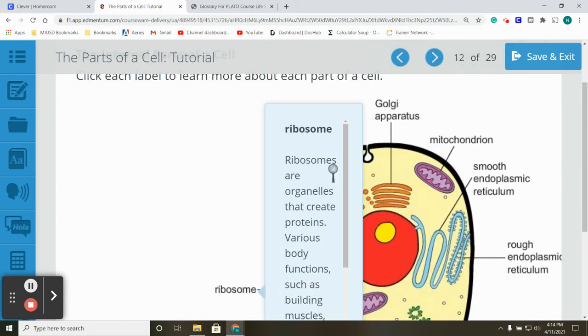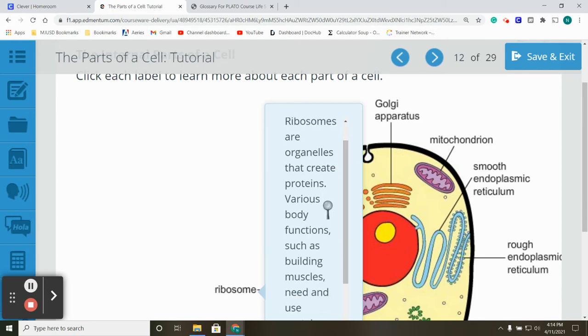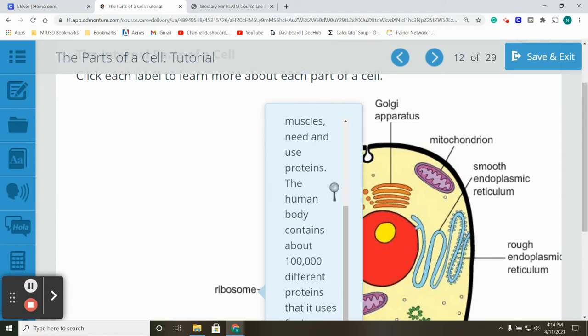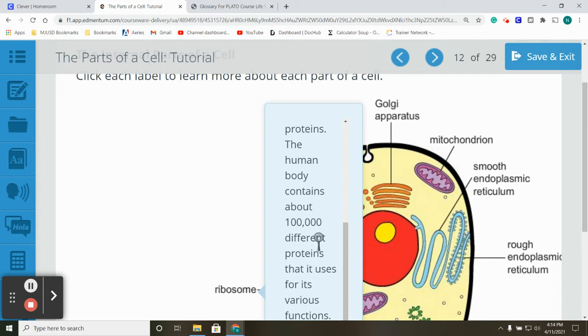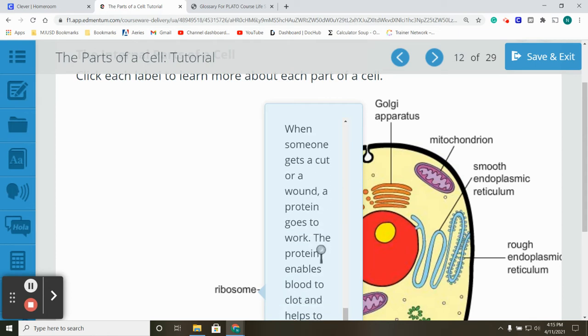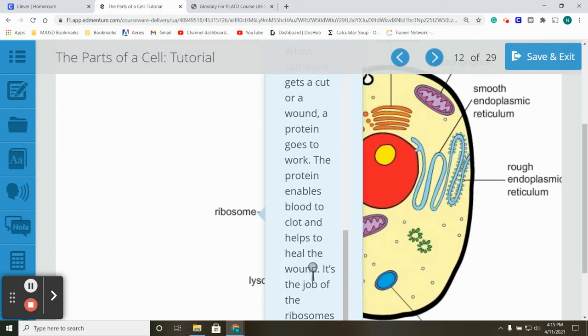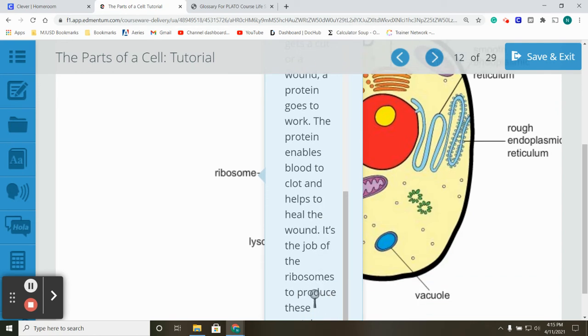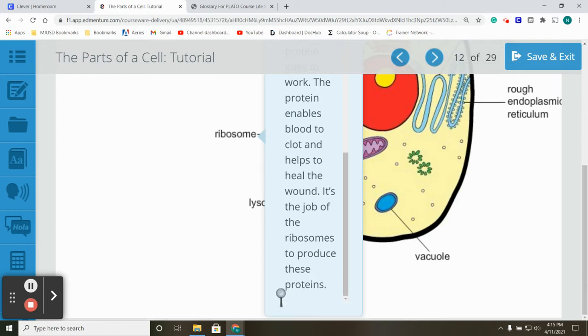Ribosome. Ribosomes are organelles that create proteins. Various body functions, such as building muscles, need and use proteins. The human body contains about 100,000 different proteins that it uses for its various functions. When someone gets a cut or a wound, a protein goes to work. The protein enables blood to clot and helps to heal the wound. It's the job of the ribosomes to produce these proteins.